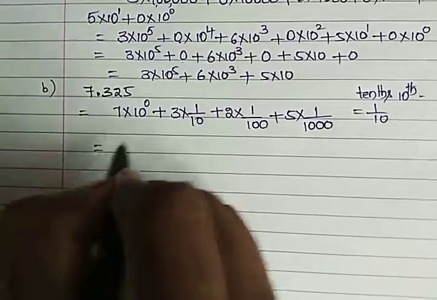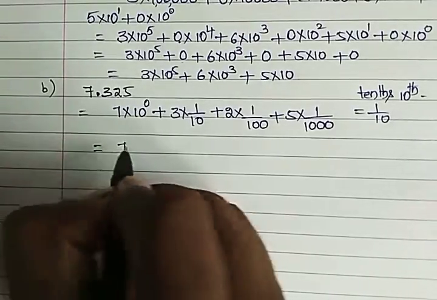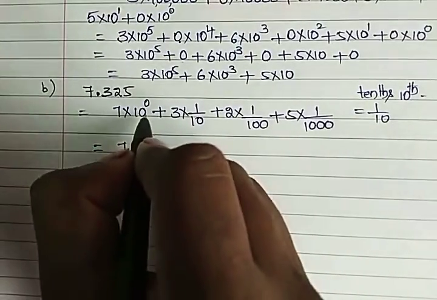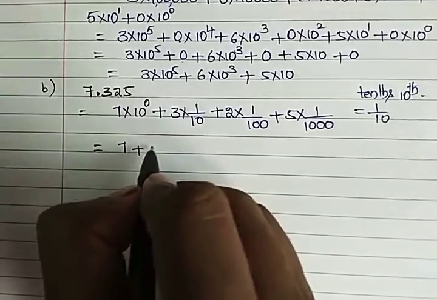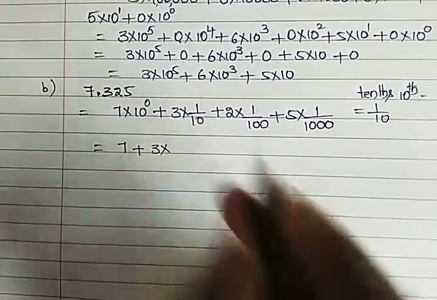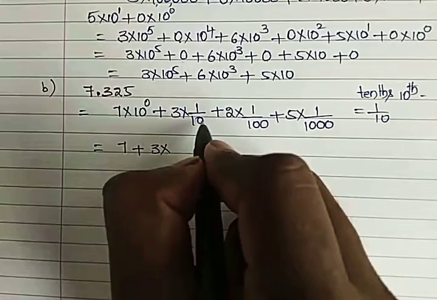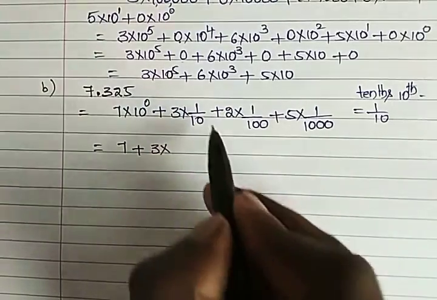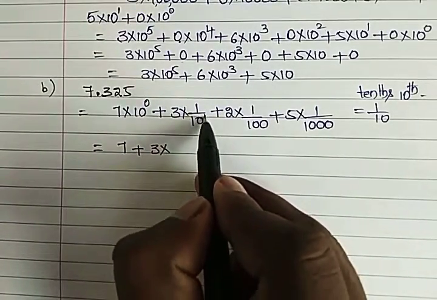Now we will simplify it. 7 into 10 power 0 is 7 only, because 10 power 0 is 1, plus 3 into, as we have done in the previous exercise, laws of exponents. Here the denominator is 10 power 1, nothing there means 10 power 1.